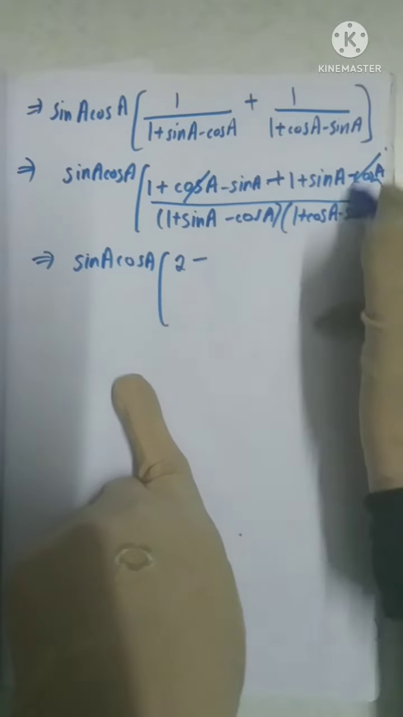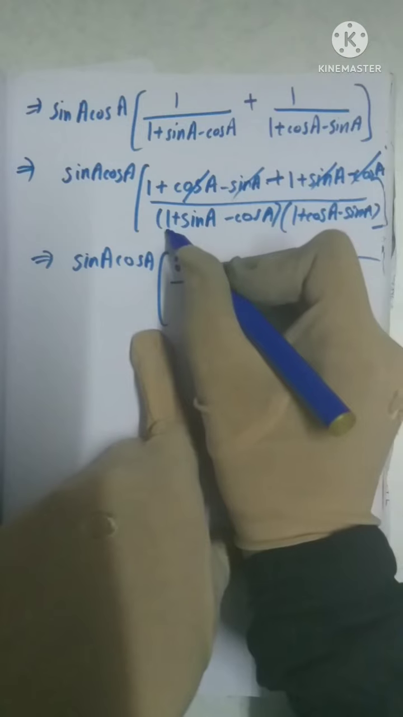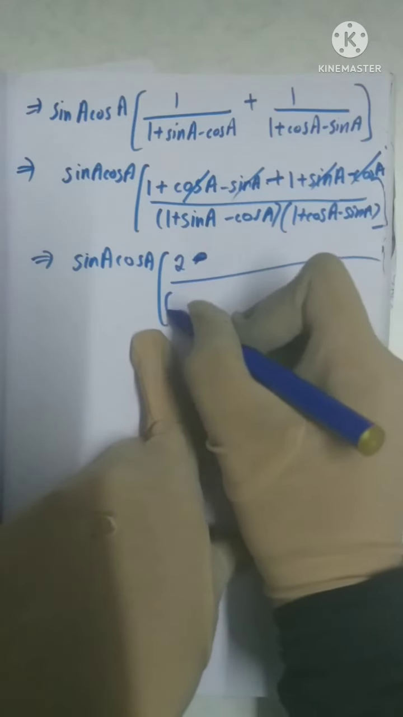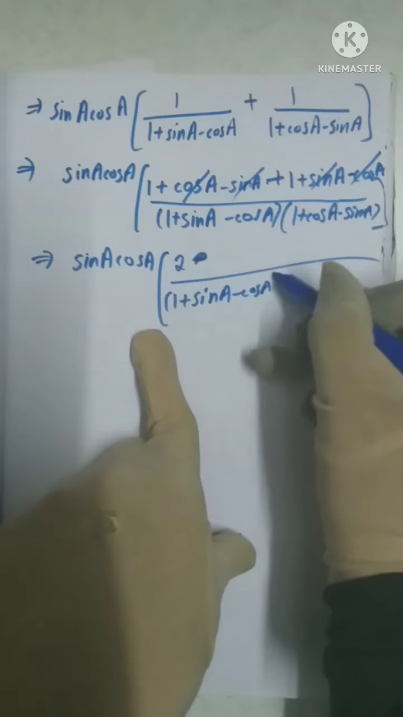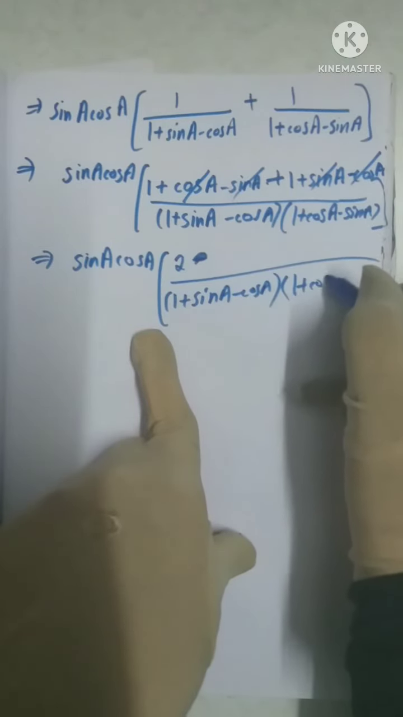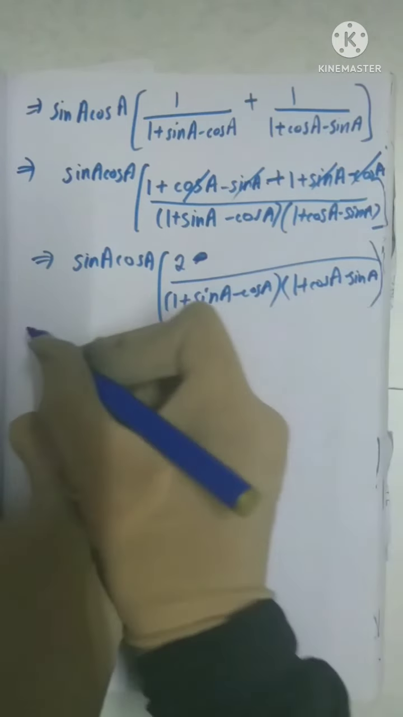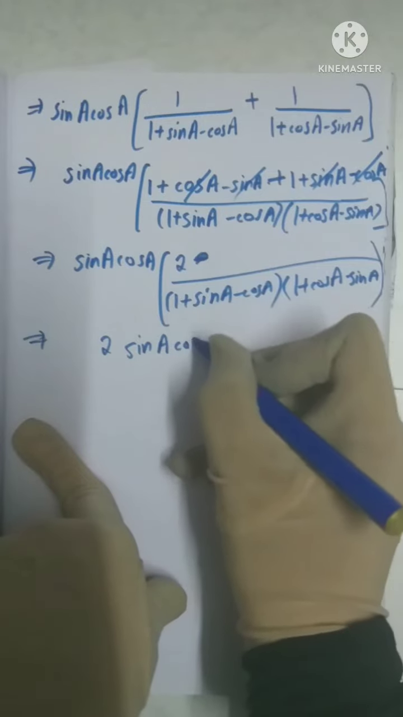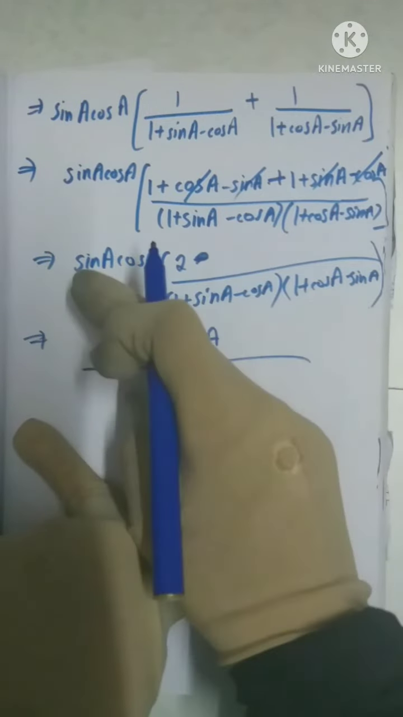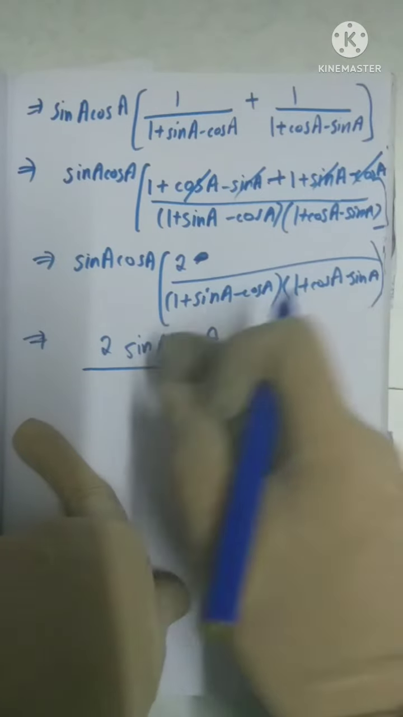And plus cos A minus cos A will get cancelled. Plus sin A minus sin A will get cancelled. First, I'll write this as it is: 1 plus sin A minus cos A into 1 plus cos A minus sin A. Now what can we do here? This can be written as 2 into sin A cos A, because it is nothing but sin A cos A into 2. So I'm writing 2 before. Nothing will happen because it is multiplication only.